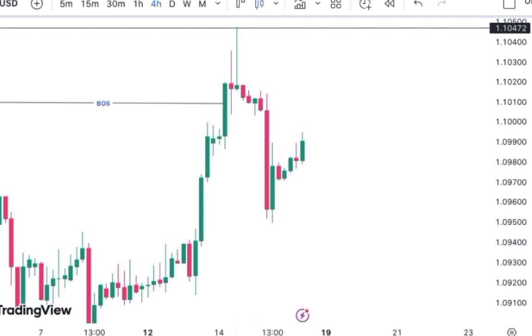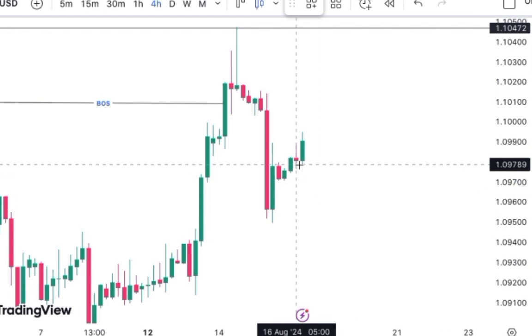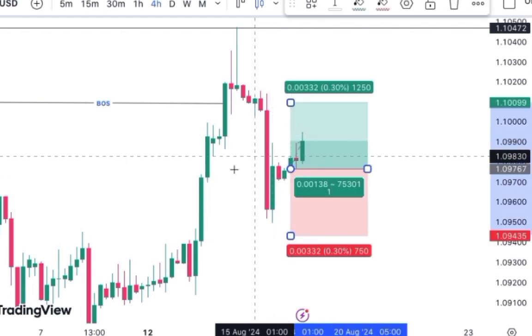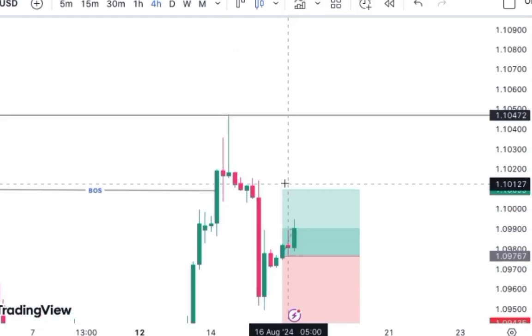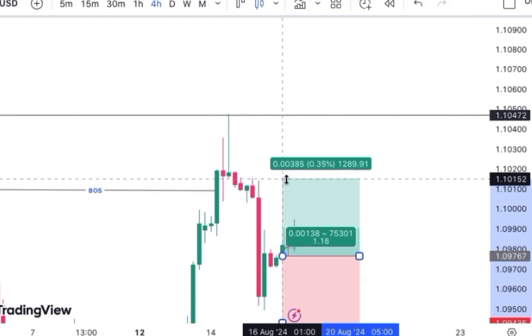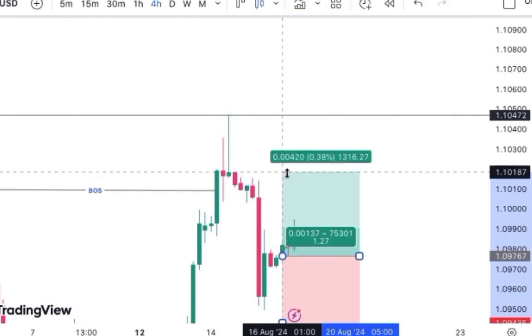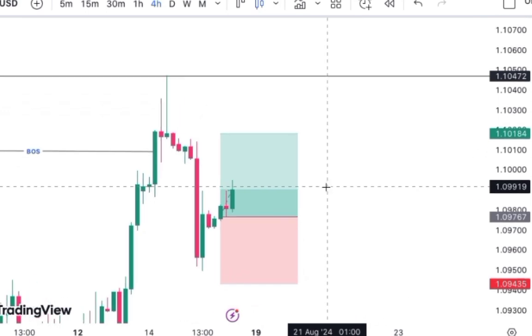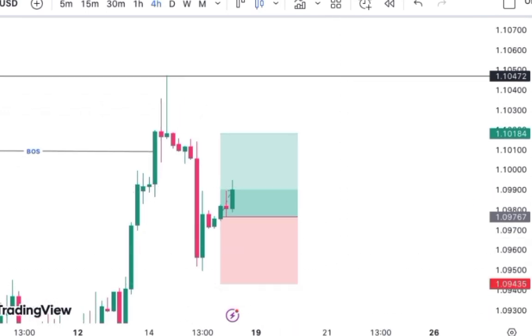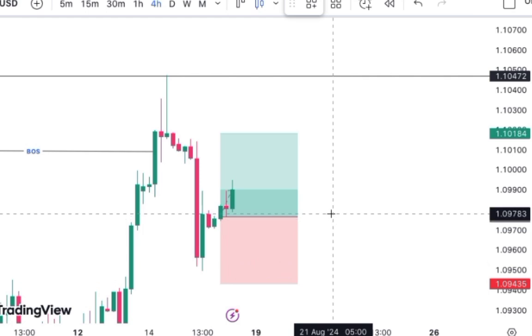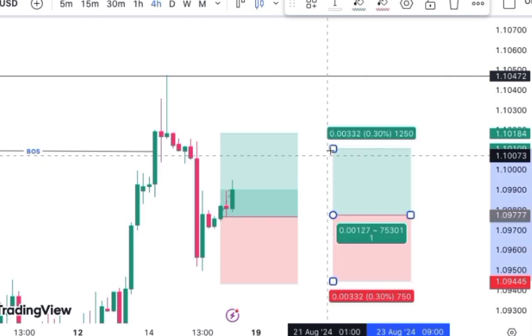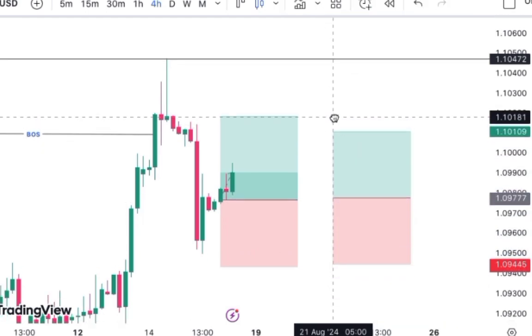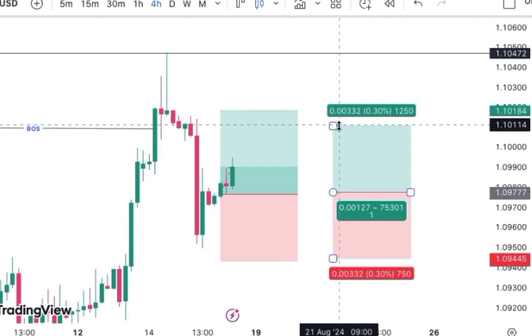So once you enter for a buy, your target will be here. Your first target will be here. This is where your first target will be. Then your second target will be here. If you open 2 positions, your first target will be here, then your second target will be here.